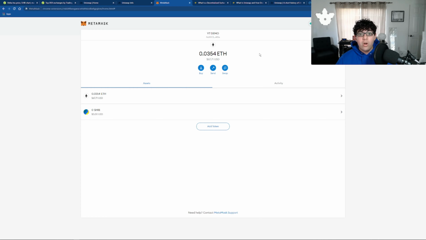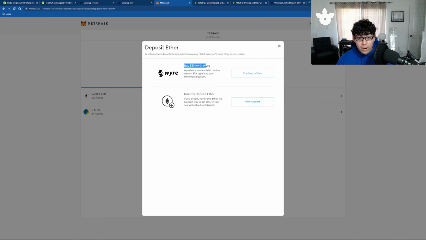Okay, perfect. Right here in MetaMask, there are 2 options. You can buy your Ethereum right here. You can buy ETH with wire, or you can deposit Ether. If you bought Ether on Binance, Coinbase, or any other central exchange, Gemini, Kraken, you could directly withdraw that Ether to MetaMask.